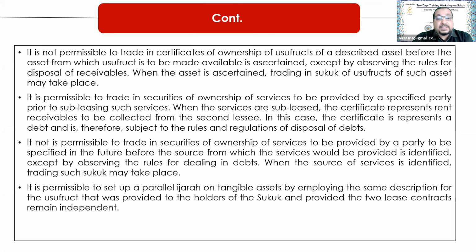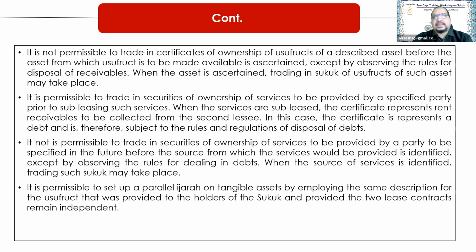The last point: it is permissible to set up a parallel ijara on a tangible asset by employing the same description. You know, parallel ijara is basically a back-to-back contract. And here they allow setting up the structure of a parallel ijara for the underlying asset that was provided to the leaseholder for the Sukuk, provided the two contracts are independent. And this is basically some of the rules and requirements in parallel.